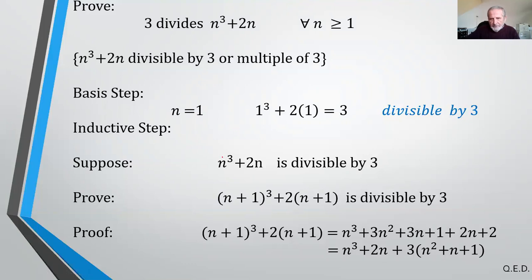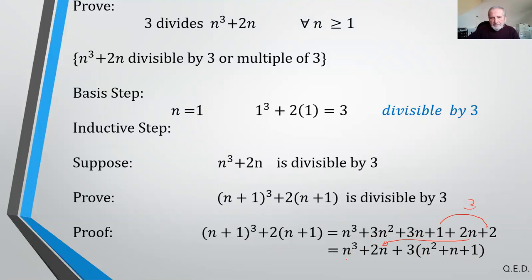I took the 2n from here. I can't get this to work. Yeah, it's right here. I took this here and put it beside the n cubed. Then I'm left with 3n squared, 3n, and 1 plus 2 is 3. So I get 3 outside, n squared plus n plus 1.